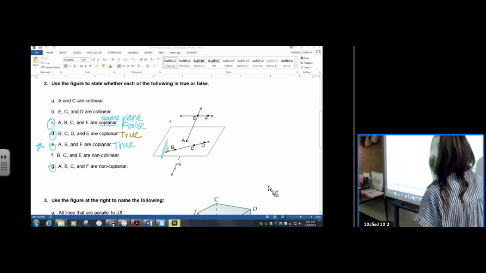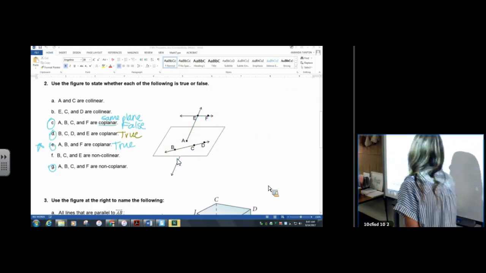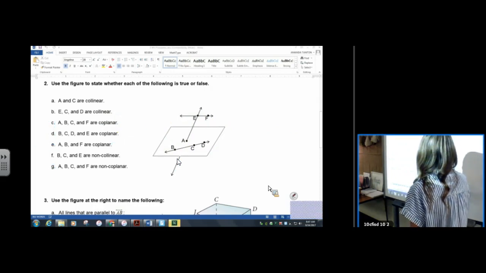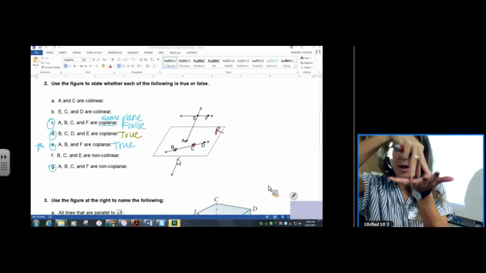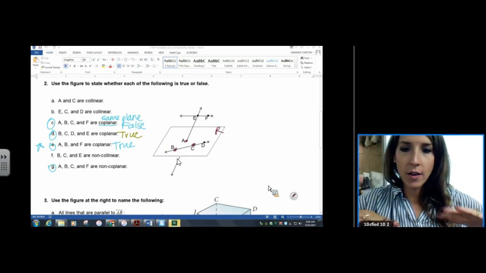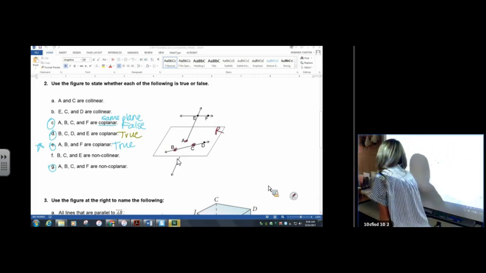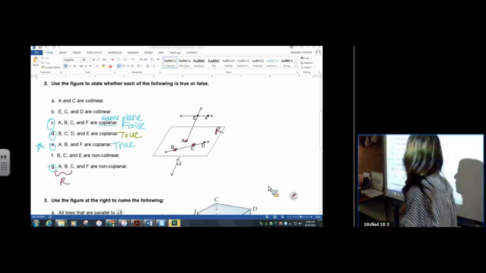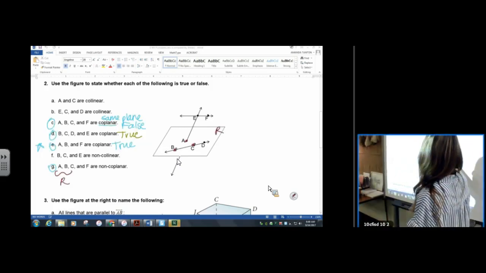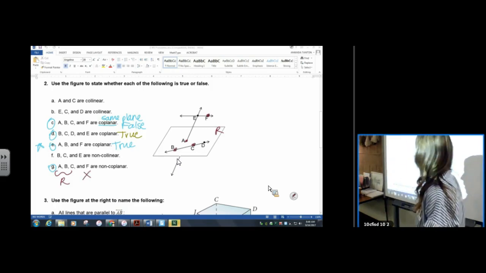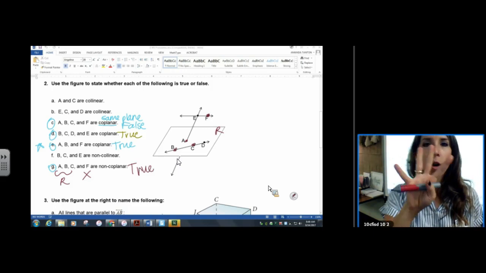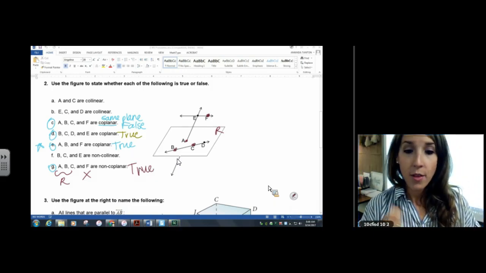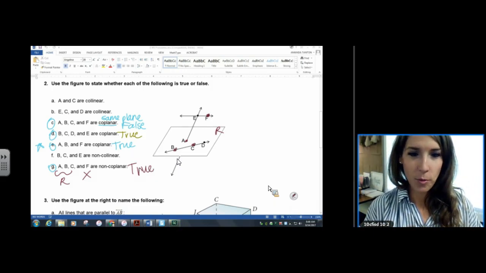Okay, and part G, A, B, C, F. Remember, once you name A, B, C, you're locked in. They're spread out. They're a tripod. You're now locked into plane R. They are in plane R. Hey, you guys, the plane I just named R. You're in plane R, but F, you're not in plane R. So it is true. Those are non-coplanar. Those 4 points are not in the same plane. 3 of those are, but the 4 points aren't.